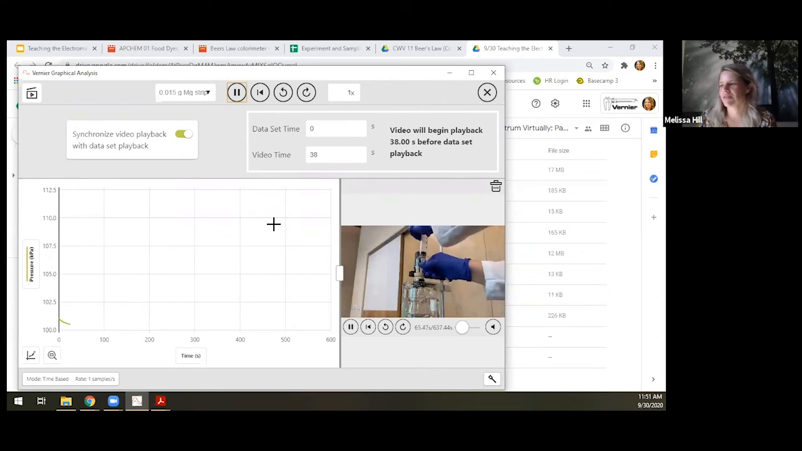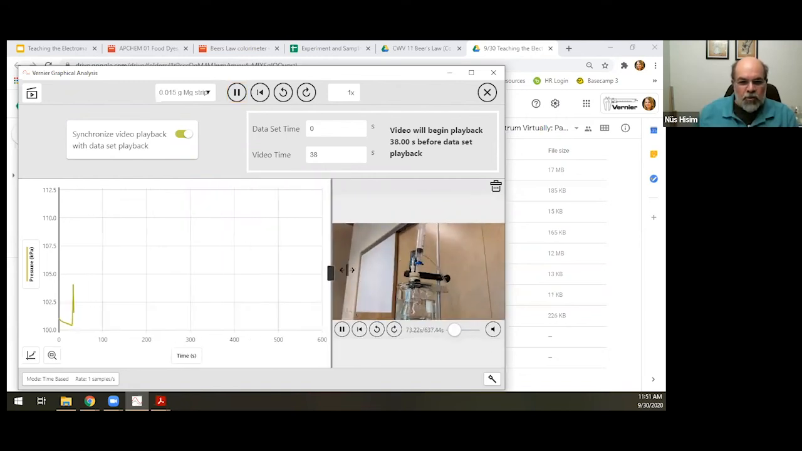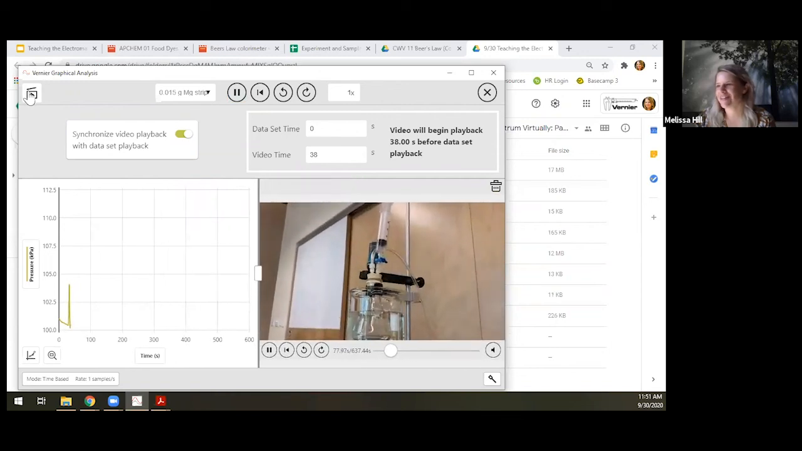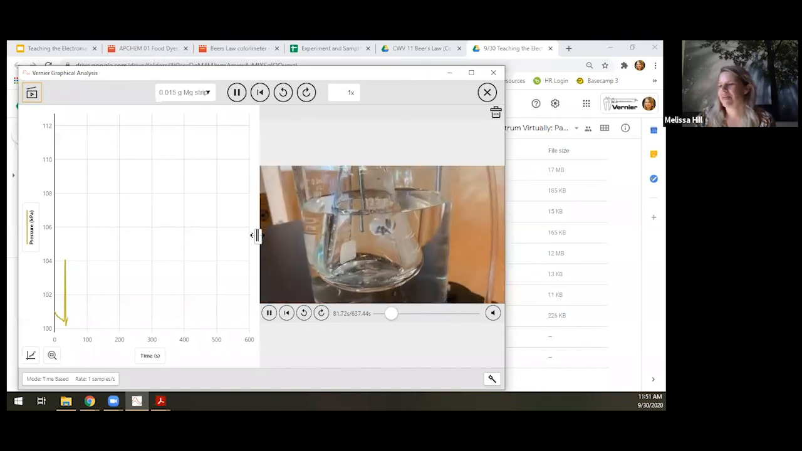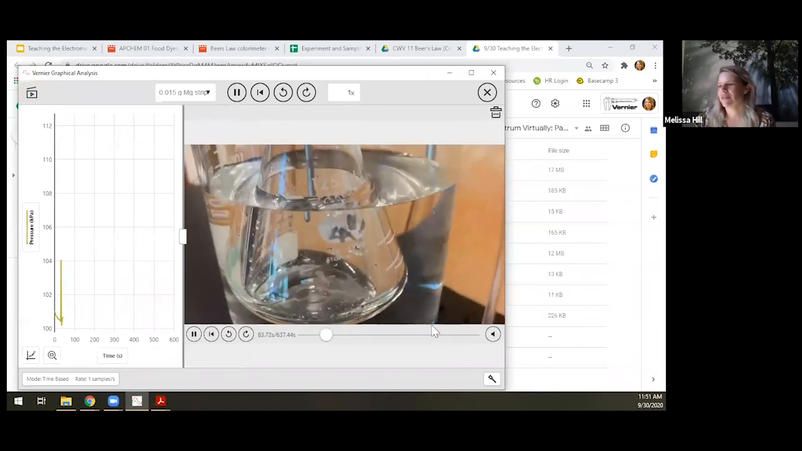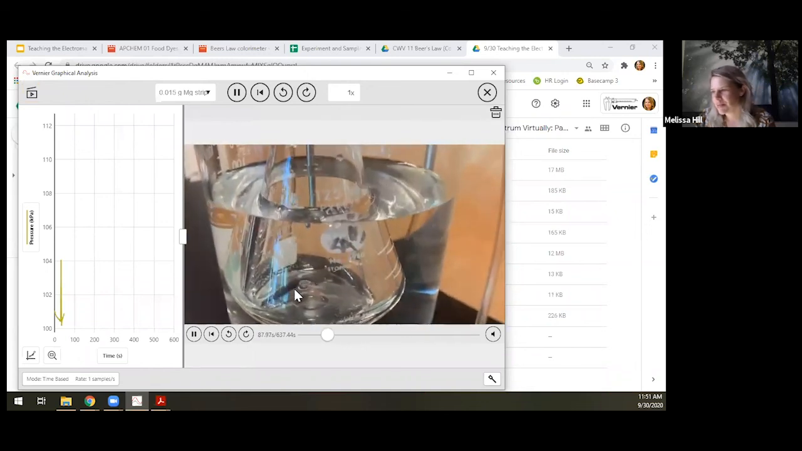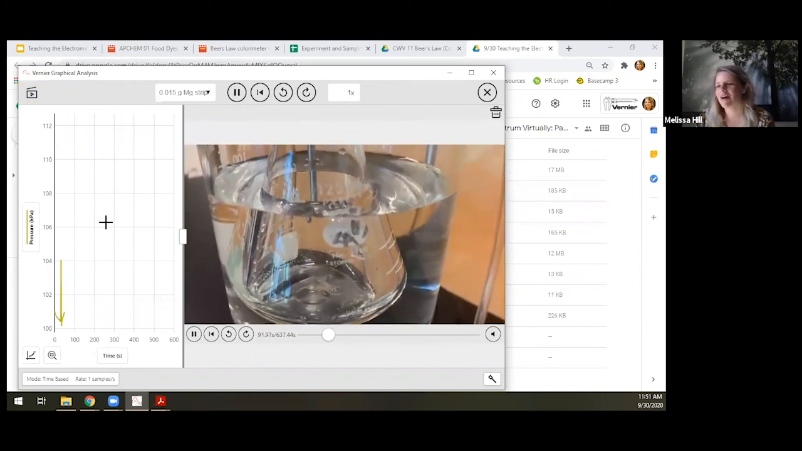So what's that box that's between the two panels? What happens if you drag that? This resizes things. Yeah, so you can make that a little bigger. I can close this because that's taking up a lot of screen. So you can see the video better, and students can zoom in and say, oh, look, it's bubbling, there must be some gas, and oh, look, the pressure is going up.